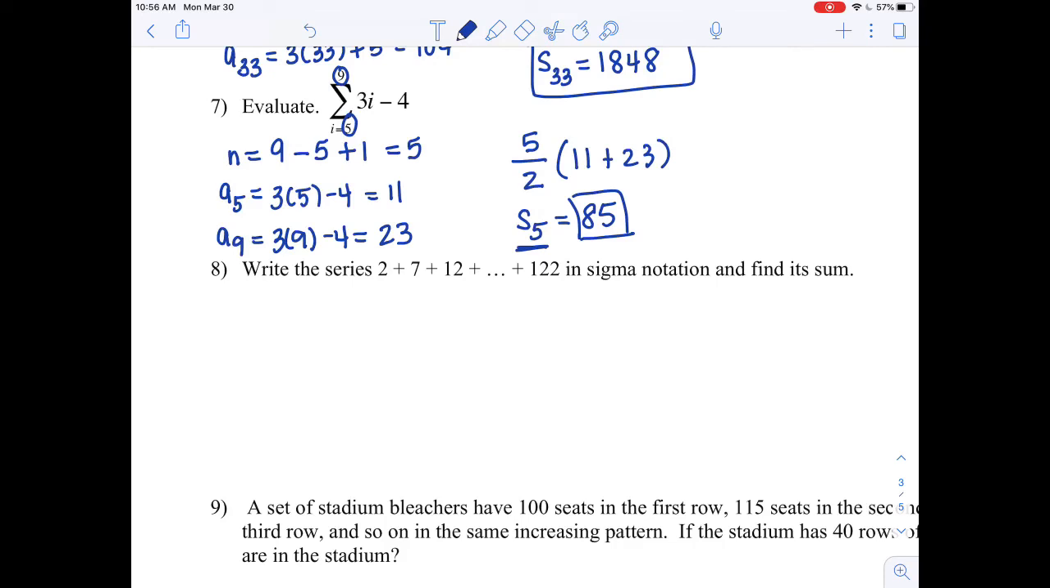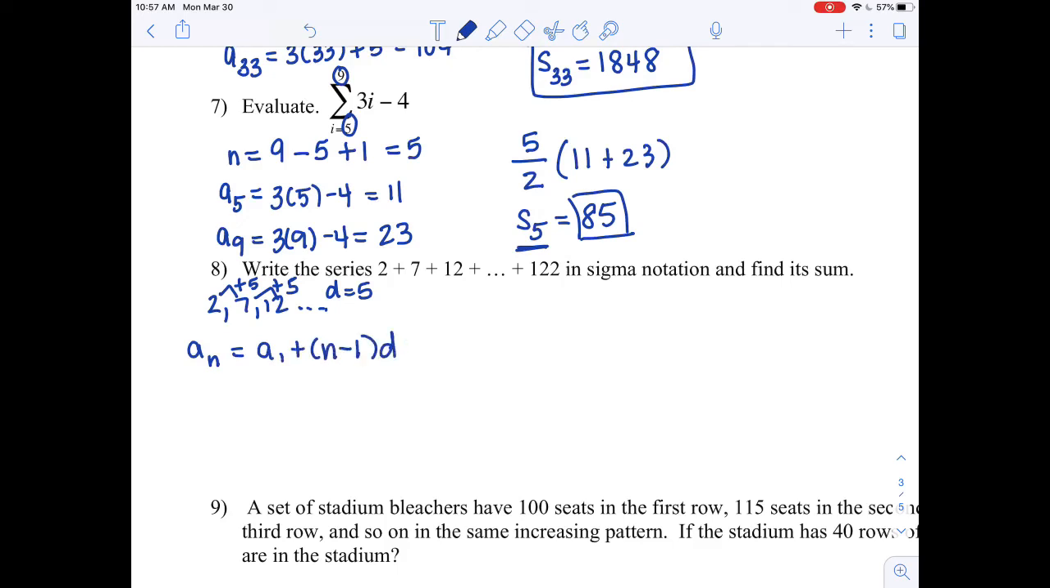Okay, one last example, just to give you an example of tying everything together. This says write the series in sigma notation and find its sum. This is a good recap of what we worked on last week when we were dealing with arithmetic sequences. So if you take the pattern 2, 7, 12, etc., let's write a rule for that sequence. As I go from 2 to 7, I'm adding 5, and 7 to 12, I'm adding 5, so I have a common difference of 5.